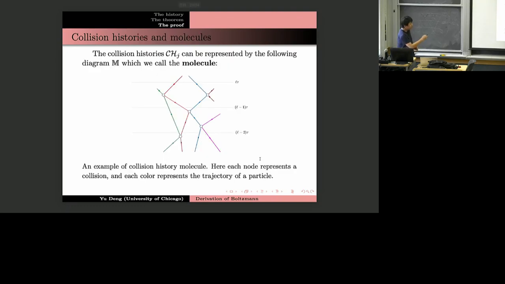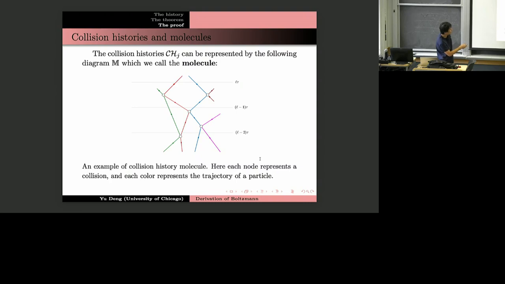Okay, so this is an example of what we call molecule M. Here the same color represents a trajectory of a particle. So here you can think you have 5 particles. If you go forward in time, you have this red colliding with green, and red goes this way. And then on the other hand, the blue collides with the pink, and then pink goes this way.